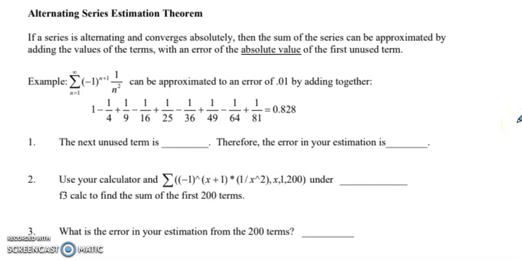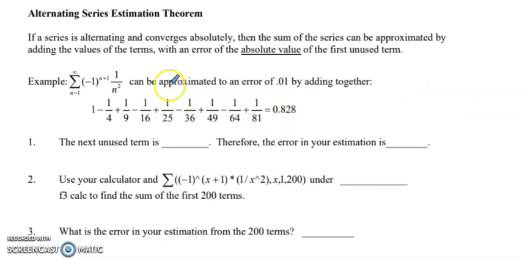All right, since we're on alternating series, it's a good time to introduce the alternating series estimation theorem, which will come back later in this unit when we really dive into approximation and errors in our approximation. But while we're on the concept of the alternating series, we're going to talk about the fact that if we have a series that is alternating and converges absolutely, that means it converges even without the alternator, then the sum of the series can be approximated using the values of the terms with an error that is the absolute value of the first unused term.